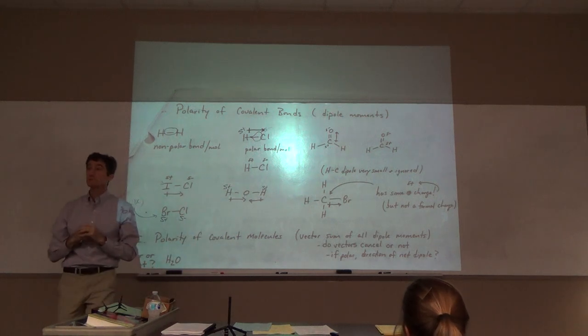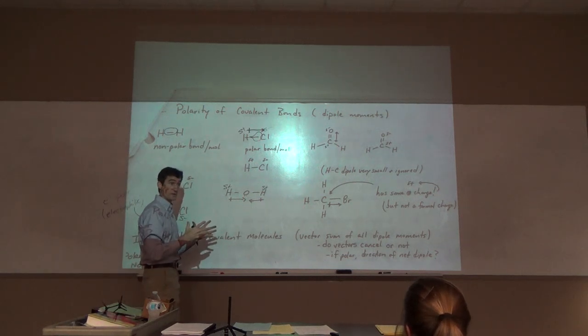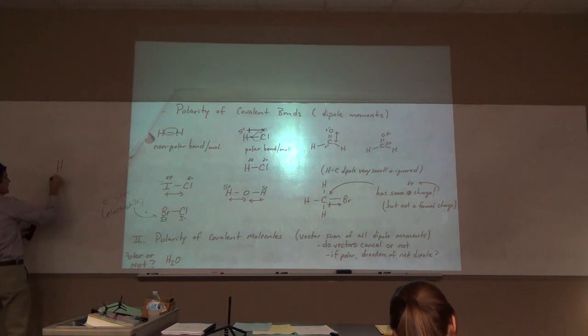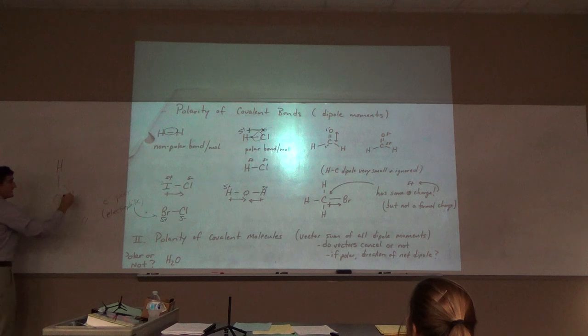What's the hybridization of the oxygen? SP3. SP3, and SP3 is what geometry? Tetrahedral. Yes, and if you drew water tetrahedral, you wouldn't draw the next one straight down, would you? No, it'd be like this. Because we draw tetrahedral, that's 109.5, not 180.